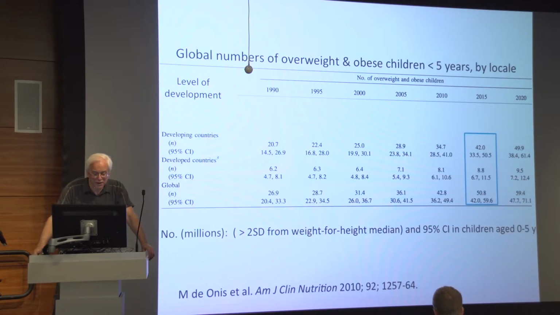And in fact, if we look at just the numbers of children under 5 who were obese or overweight in the world in 2015, there were 9 million in developed countries, but 42 million in developing countries. Most of the problem is in developing countries. So this is truly a global epidemic. And today I'd like to discuss what the microbiome might have to do with this. And to do this, I want to consider 3 different concepts initially.